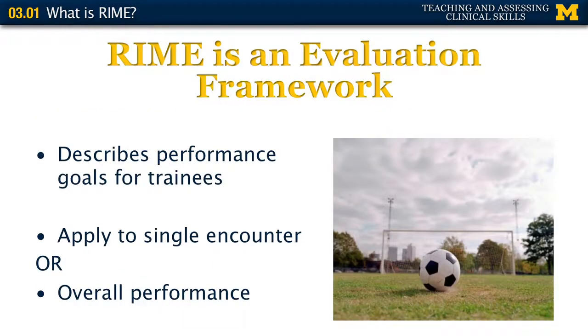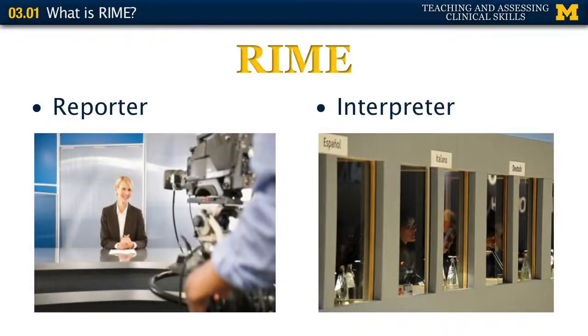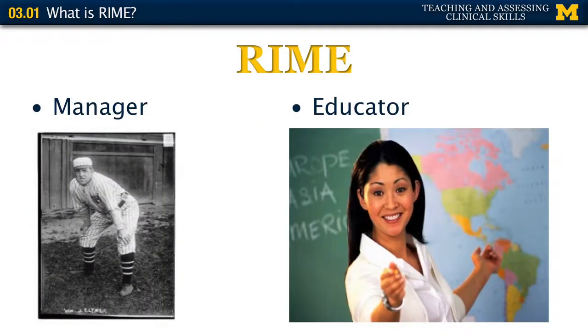RIME is really a developmental framework for evaluation. It helps you describe performance goals for your trainees, and what's really nice about it is that you can apply it to a single encounter, literally with one patient, or you can apply it to someone's overall performance with you. Let's talk about what each of those letters stands for. So R is for reporter, I is for interpreter, M is for manager, and E is for educator. So let's talk about each one of those in more detail.